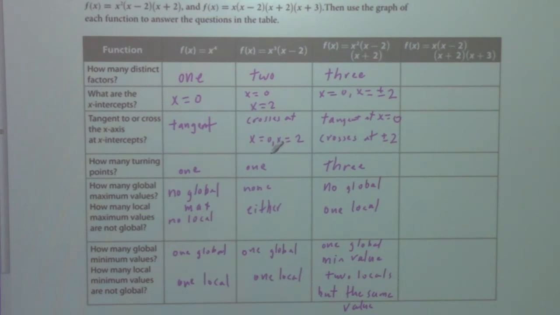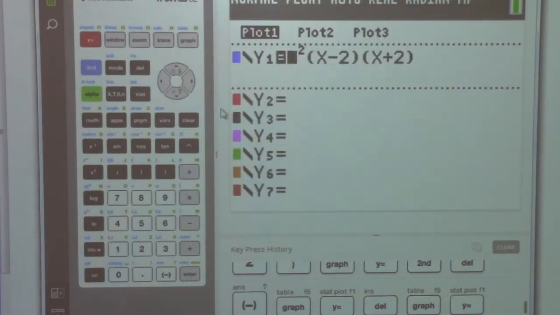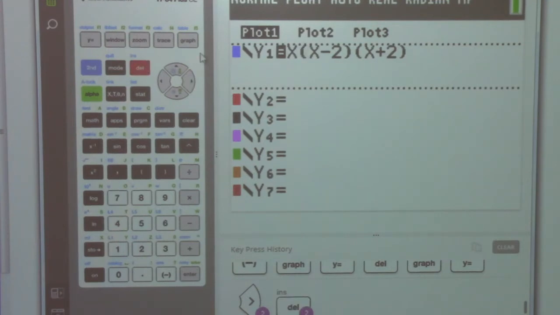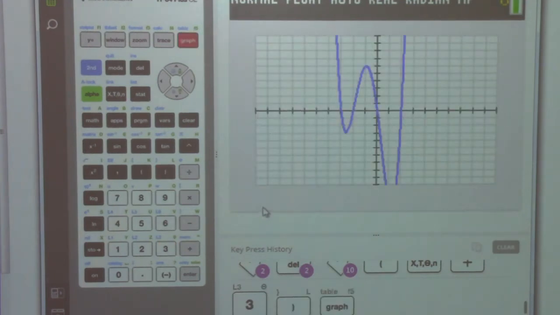Yeah, all right. Okay, now the last one here, we're throwing in x minus 2, x plus 2, x plus 3. So let's go ahead and fix that. I'm going to delete that and put x plus 3. So here, this is what this thing looks like. Okay, so it's getting a little more wild, isn't it? Do you have 2 minimums or 1 minimum? You have 1 global and 1 local, 2 local, right?